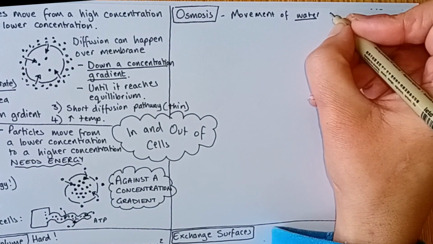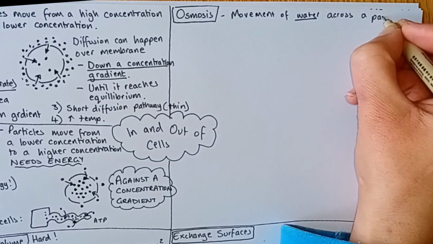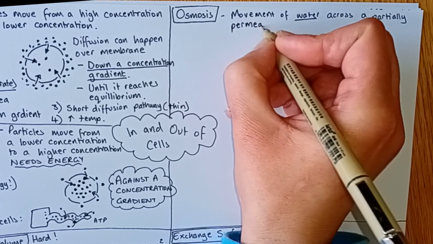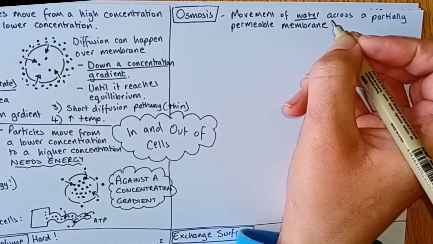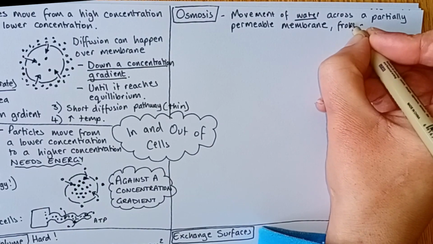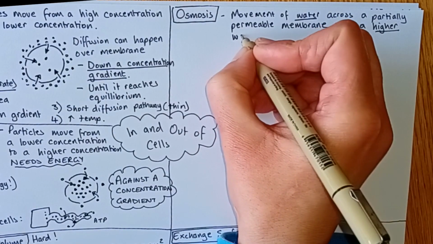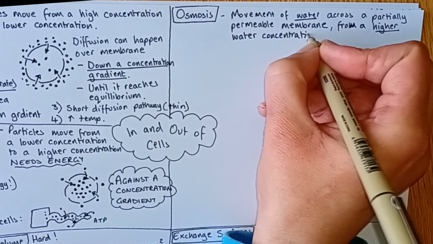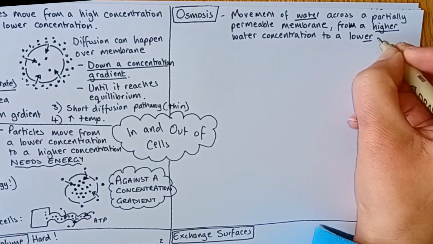So osmosis is the movement of water across a partially permeable membrane. And remember, we're talking about the water moving, so it's from high water concentration, or higher, to a lower water concentration.